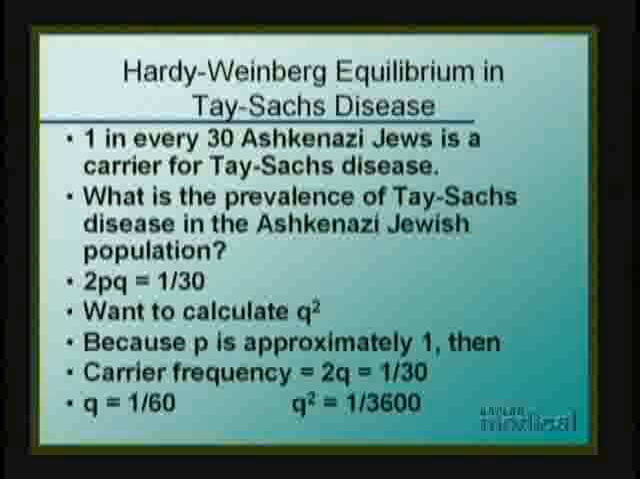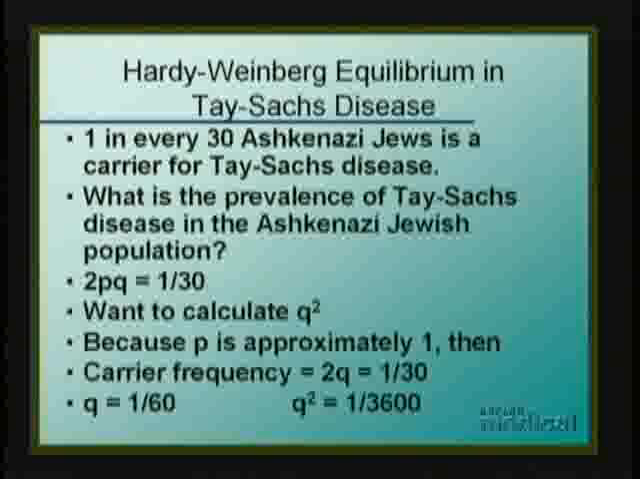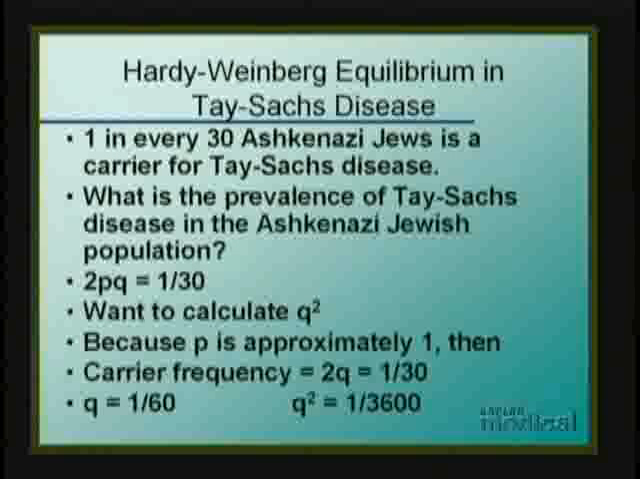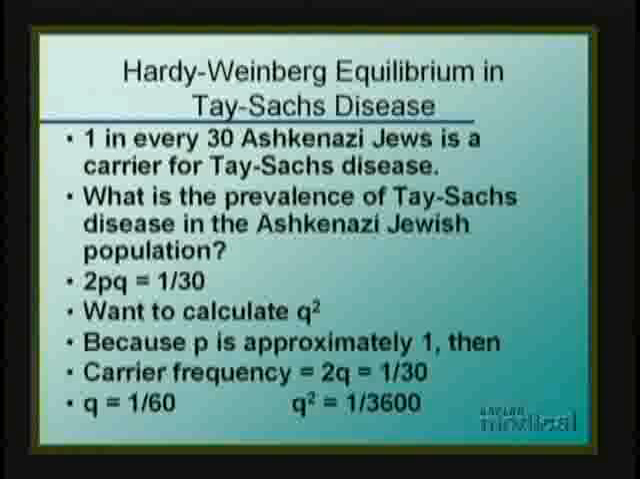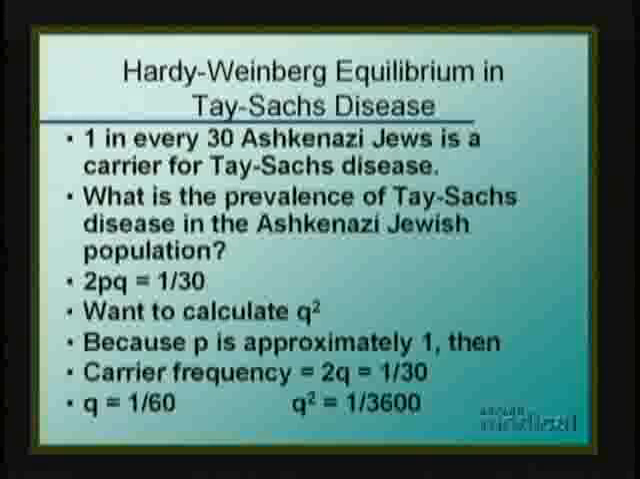Another way of asking exactly the same question would be, if 2 random Ashkenazi Jews got married and had a child, what would be the probability that their child would be affected by Tay-Sachs disease? It's the same question. So notice, 1 in every 30 Ashkenazi Jews is a carrier. 1 in 30 represents 2pq in terms of the Hardy-Weinberg equation. So we know that 2pq is 1 over 30, and we want to calculate q squared, the fraction of the population affected by the disease.